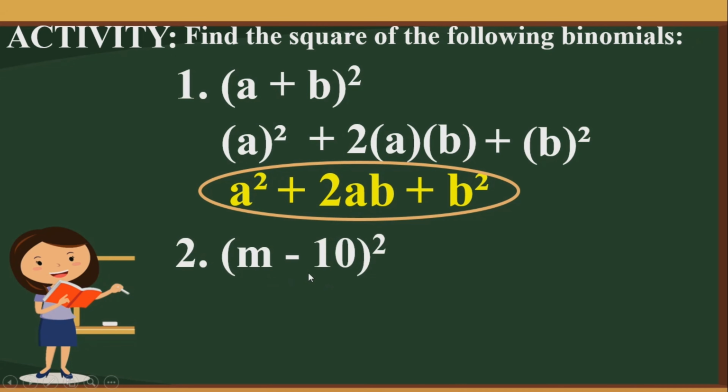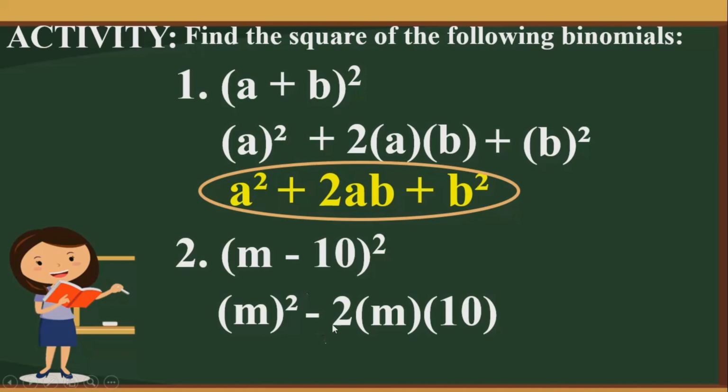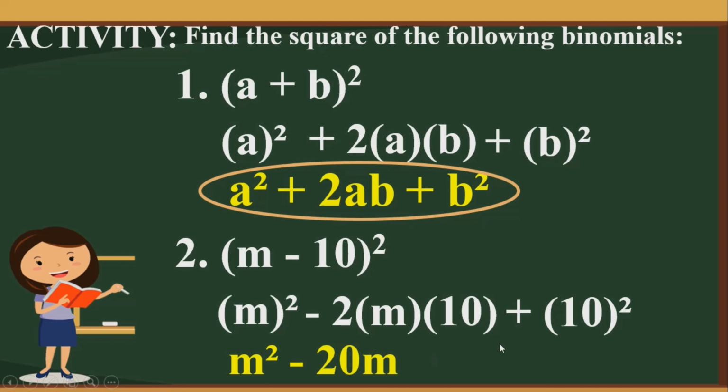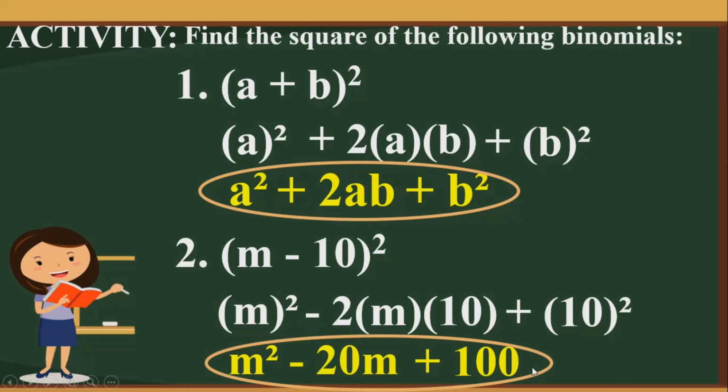Next, quantity m minus 10 squared. So m squared, then minus 2 times m times 10 plus 10 squared. M times m is m squared, 2 times m times 10, that is negative 20m, then 10 times 10 is 100. So the answer is m squared minus 20m plus 100.